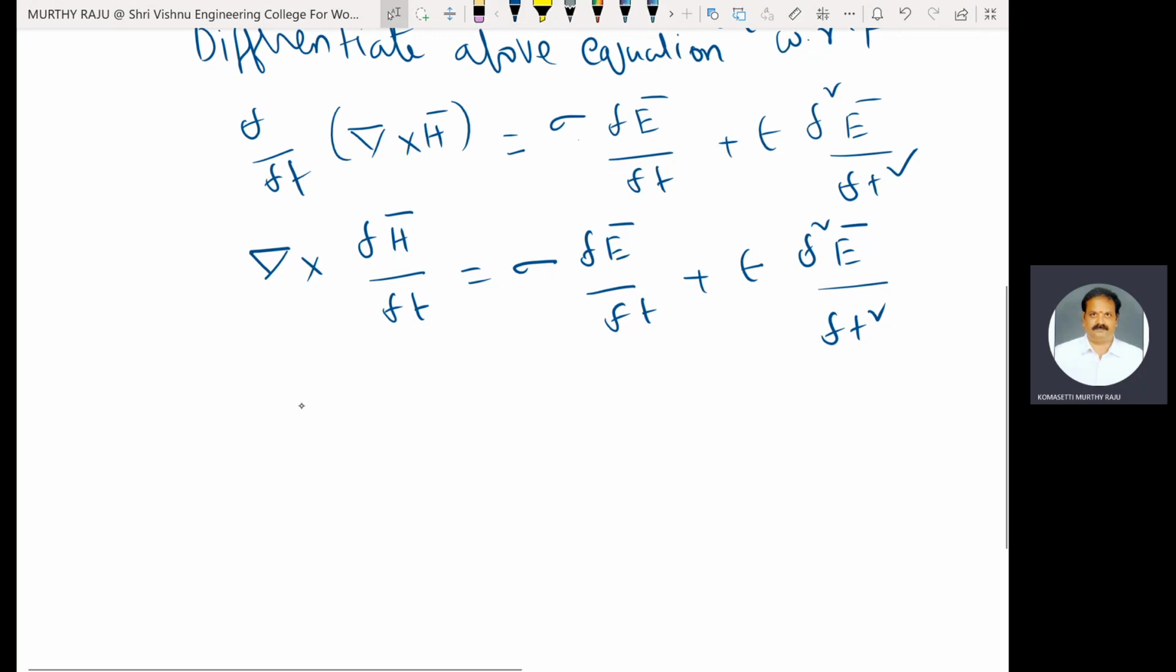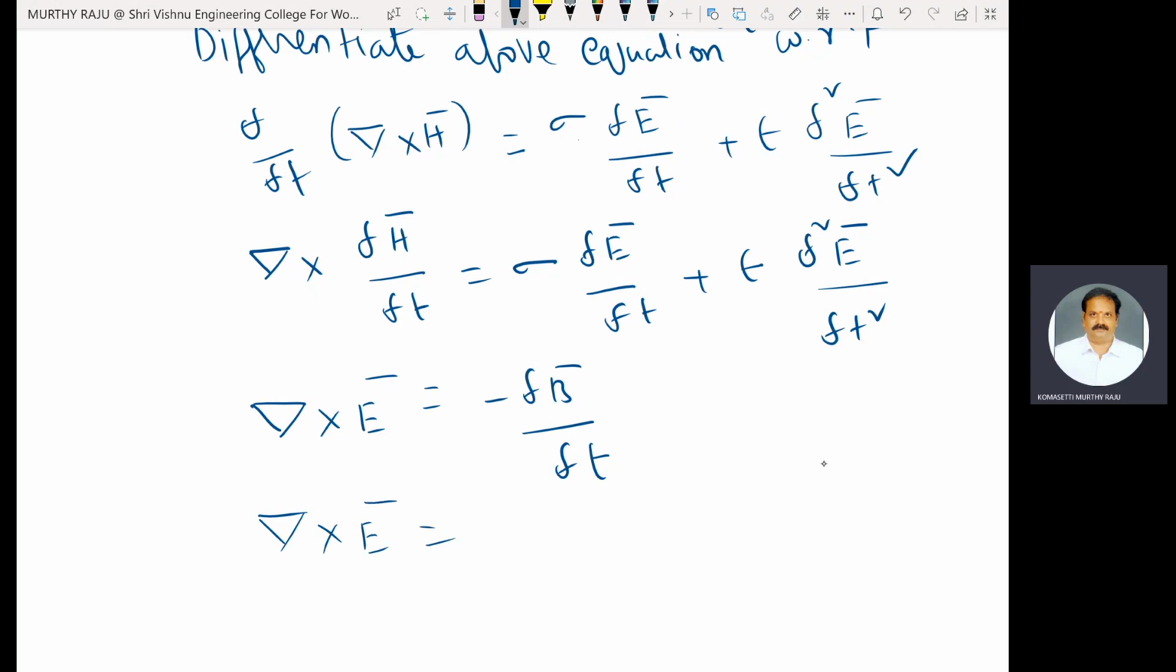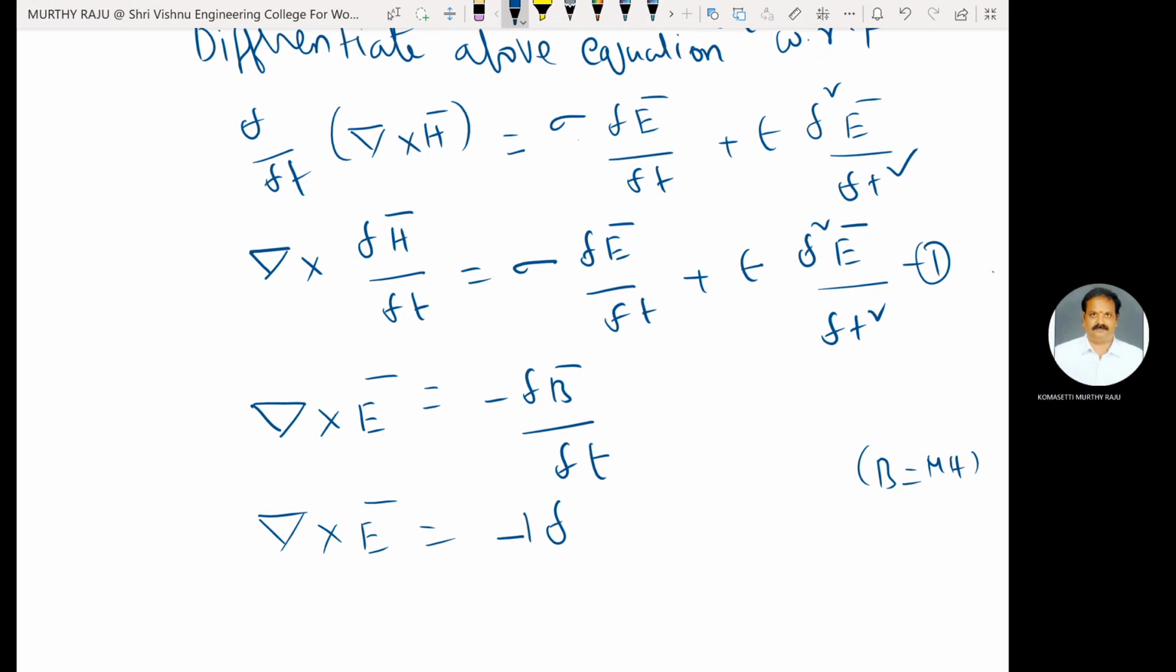We know the second expression: del cross E bar is equal to minus dou B bar by dou T. B is equal to mu H, so del cross E bar is equal to minus mu dou H bar by dou T.